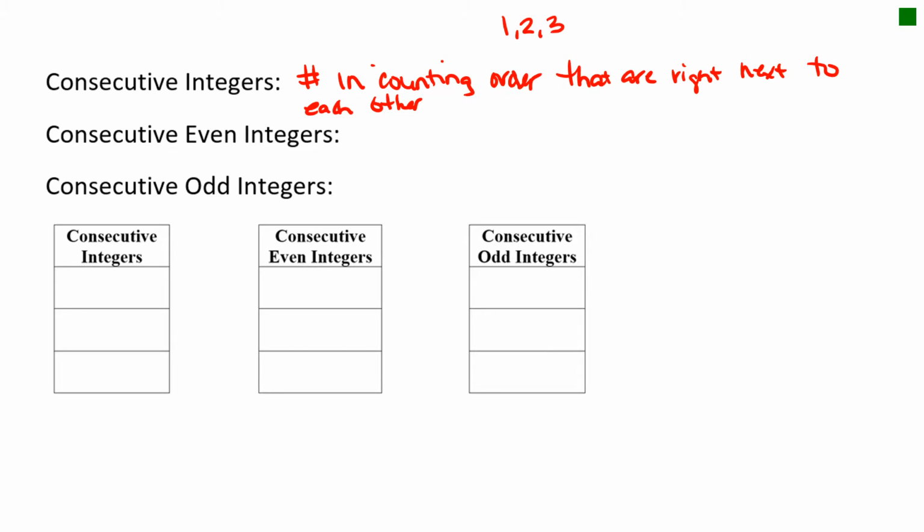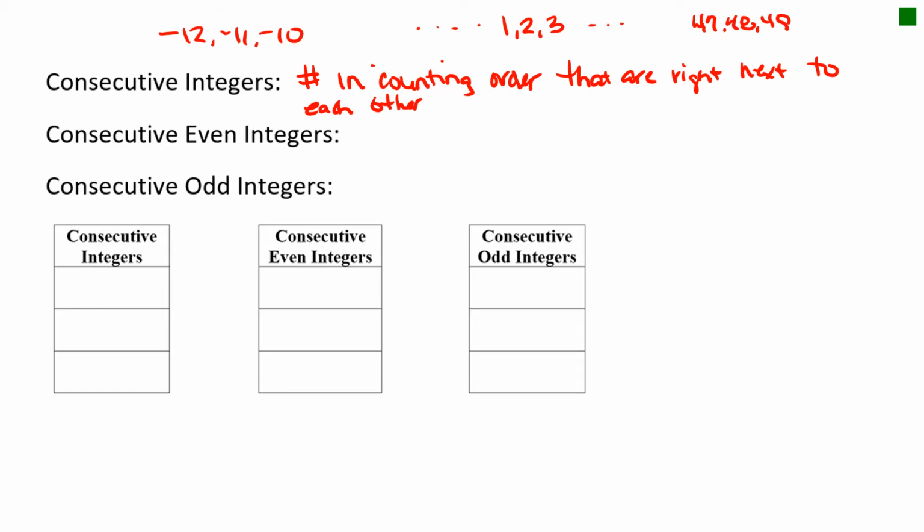Those are 3 consecutive digits. What if I keep on going? How about if I go all the way up here? 47, 48, 49. What if I go this way though? How about negative 12, negative 11, negative 10, okay? They're just in counting order, so if I was doing the number line, they'd be right next to each other.